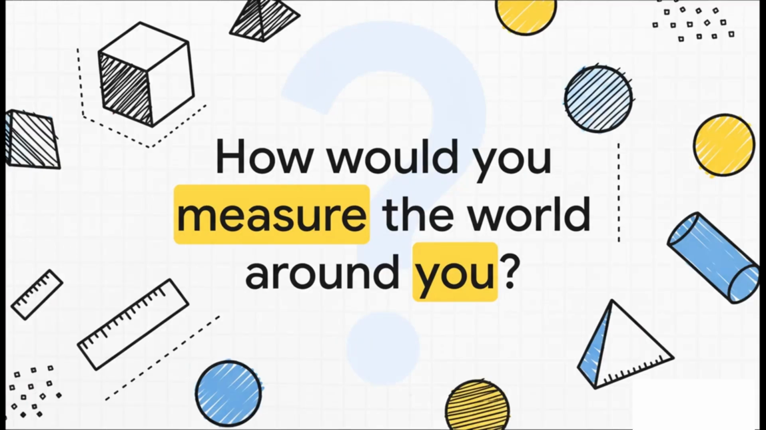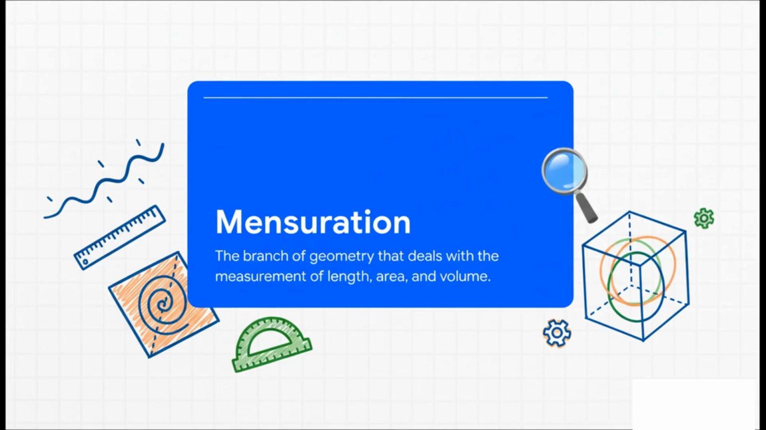Just take a second and look around. Everything you see has a shape, a size, some kind of dimension, right? So, how do we translate all of that into cold, hard numbers? That's the big question we're going to tackle. And the answer? Well, it starts with a simple definition. So there you have it. Officially, mensuration is the part of geometry that's all about measuring length, area, and volume.